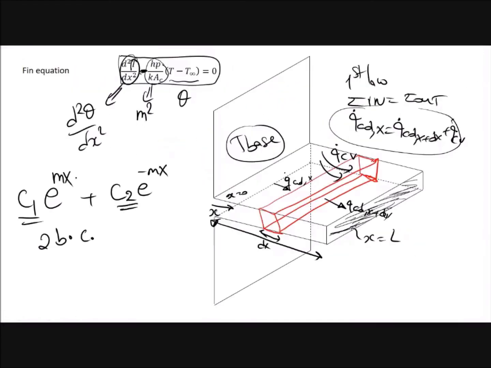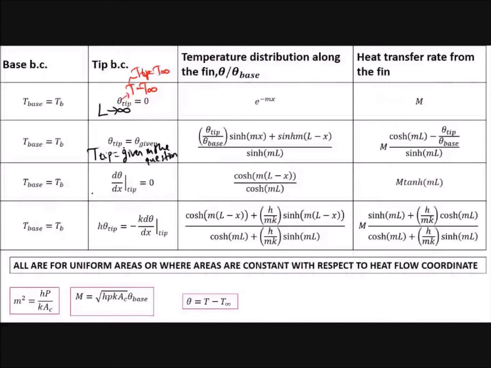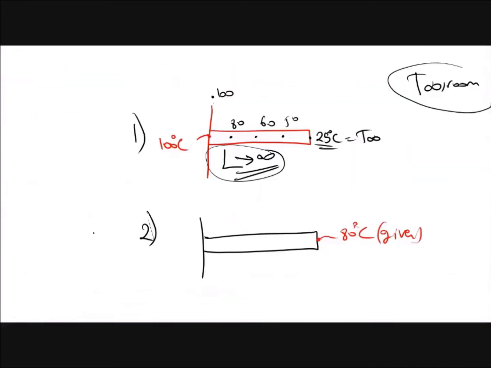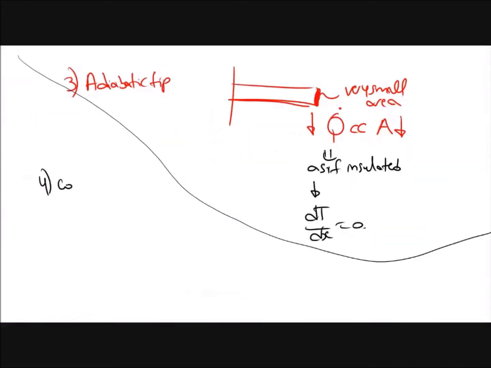Let's go back to here. And the last one is the convective tip. The fourth one is the convective tip. Convective tip means this is the fin. This is the most realistic one. Convective tip means here at the tip you have heat transfer by conduction. This one is conduction because this is material. We have Q dot CD.